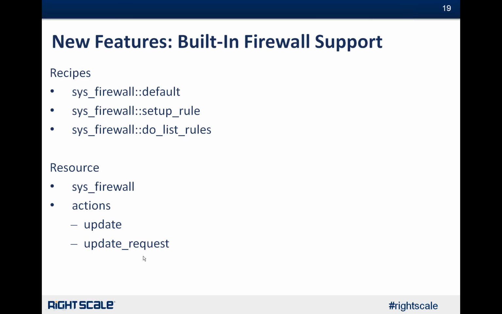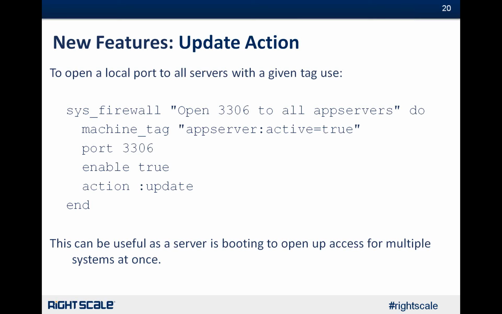But really what I want to talk about is the Chef resource that we provide in this cookbook. It's called the Sys Firewall Resource. It has 2 actions, update and update request. So the update action is to manage ports on the local server. So open up a port, close a port that your application might need to listen on.